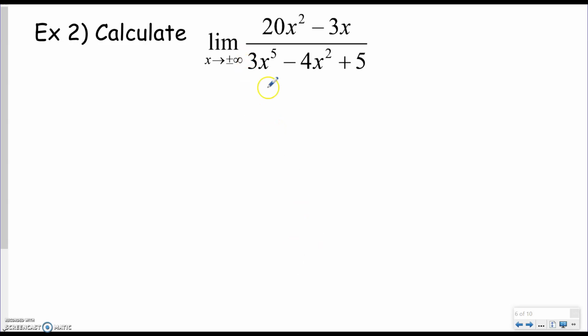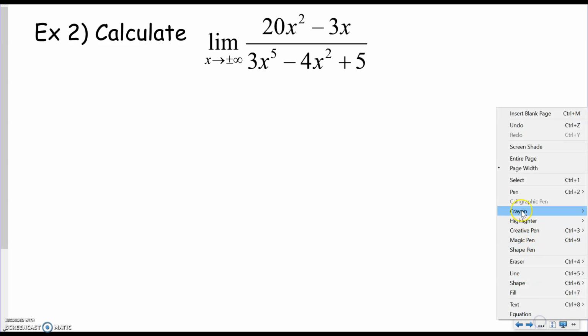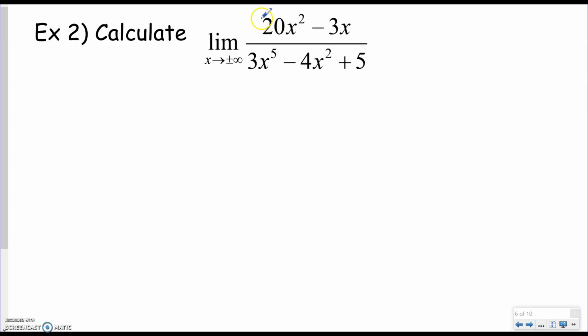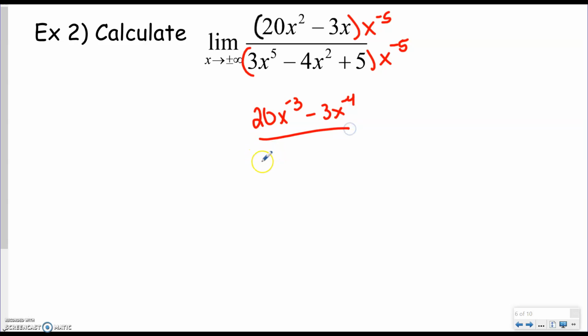And the greatest degree in the denominator is the 5th power. So what we're going to do is multiply everything by x to the negative 5th power, which is the same as dividing by x to the 5th power. So what that does is gives us 20x to the negative 3 minus 3x to the negative 4 over 3 minus 4x to the negative 3 plus 5x to the negative 5.